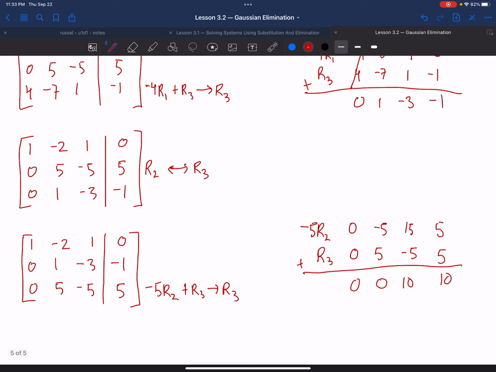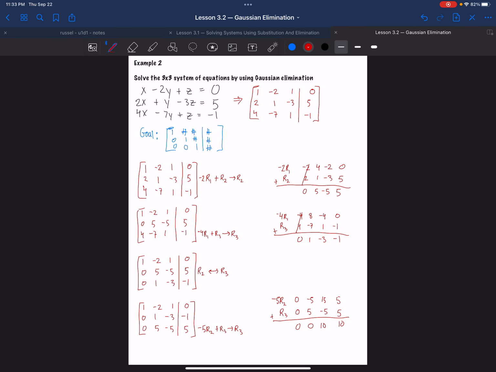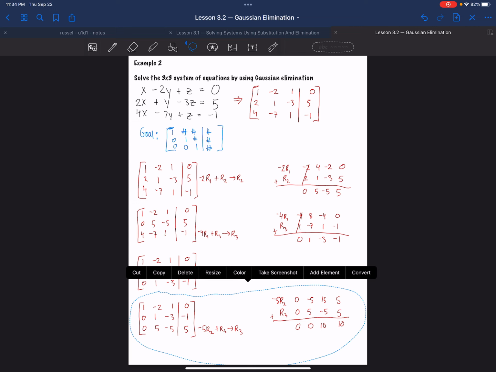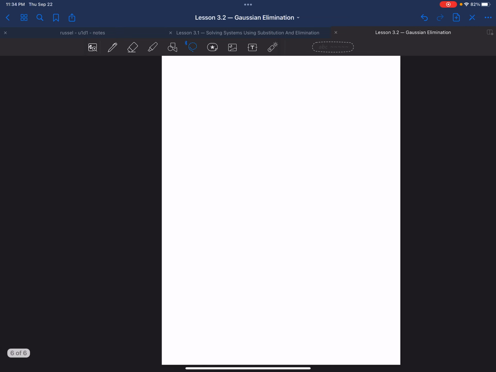Now what? I guess I've got to go to the next page, huh? So, here's what I'll do. I'm going to lasso this. I'm going to copy. Can I copy? I'm going to go to the next page.